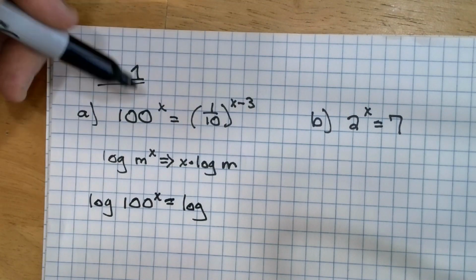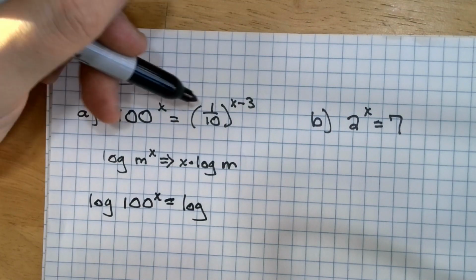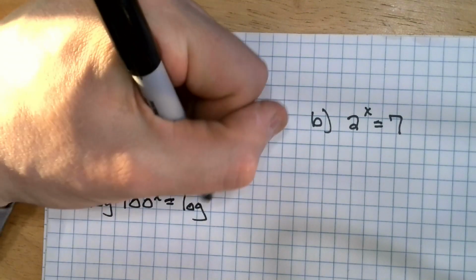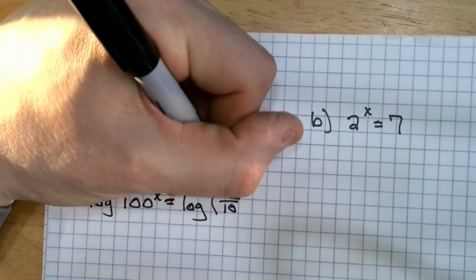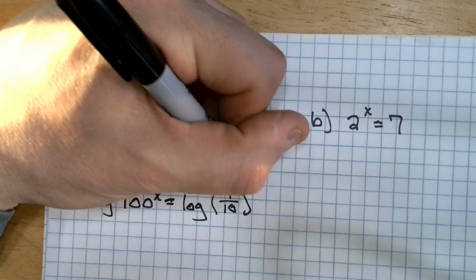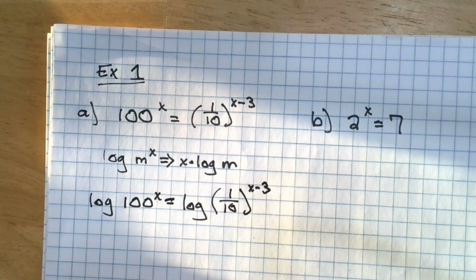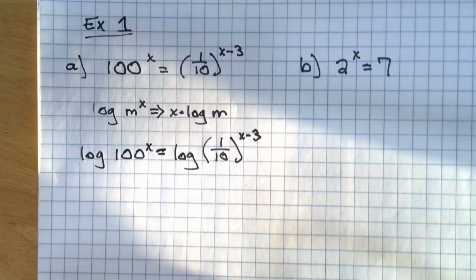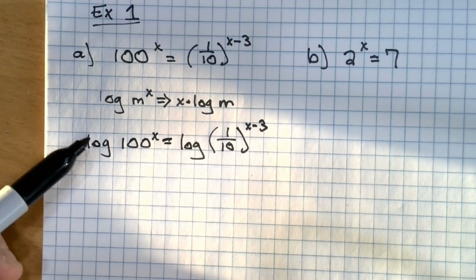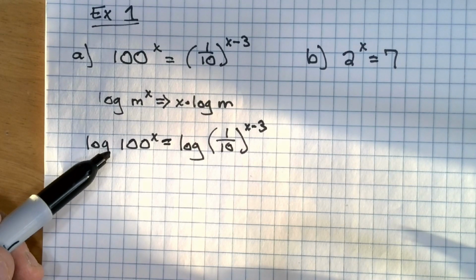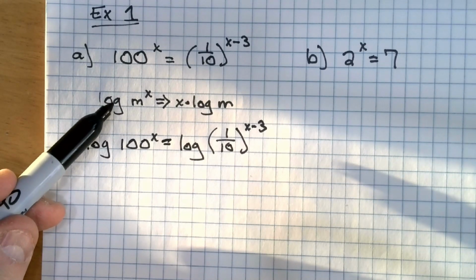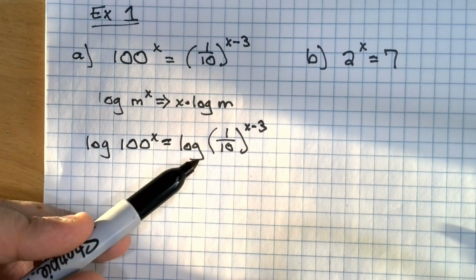So the first thing I want to do when I have variables in the exponents is take the logarithm of both sides. And so it's going to look something like this. All right, you can see we took the logarithm of the left side and the logarithm of the right side. Then what we want to do after we've taken the logarithm of both sides is apply this rule right here to both sides of the equation.